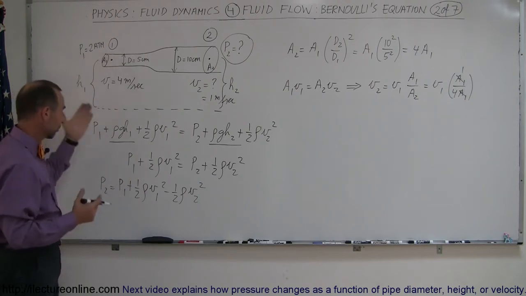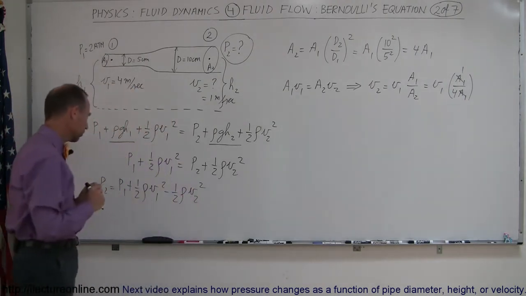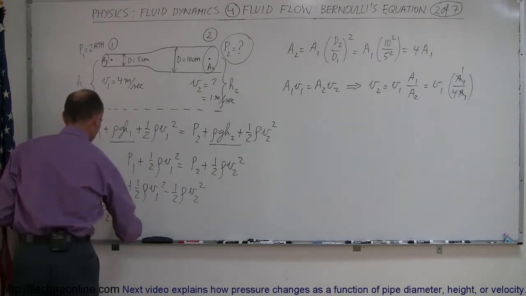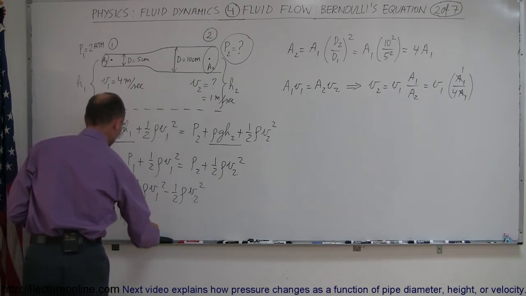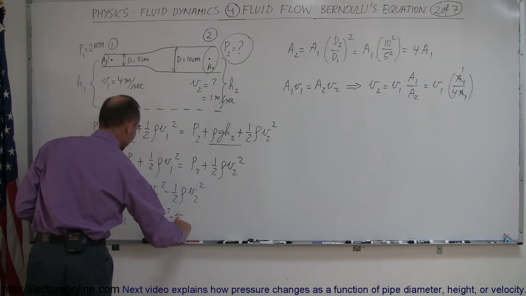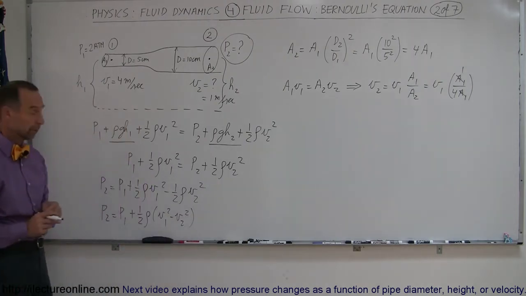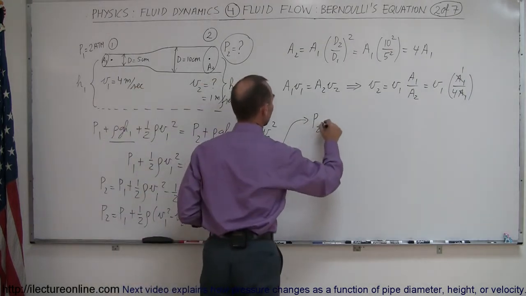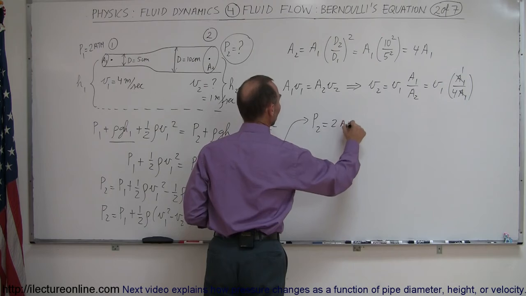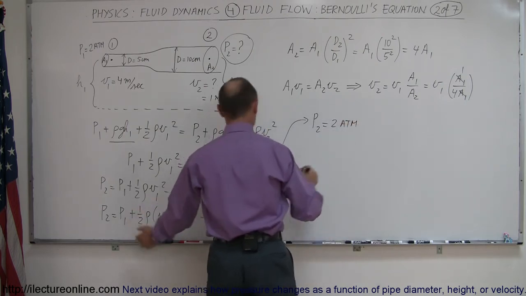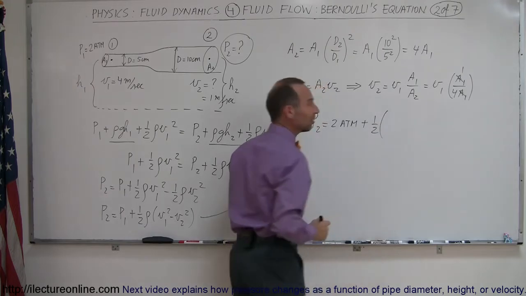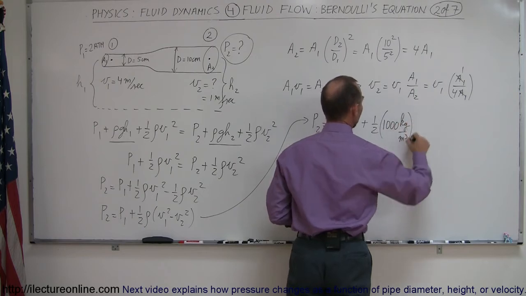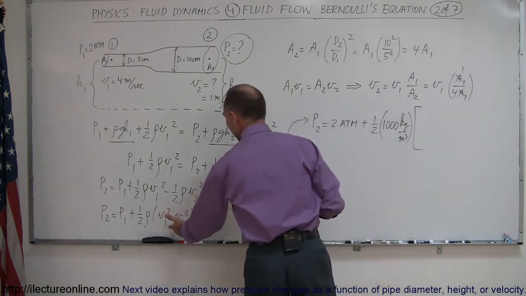All right, now I think I'm ready to plug in some numbers. First of all, P1 was 2 atmospheres, so we can leave that there. Or before I do that, I think I'll factor out a 1/2 rho. That makes it a little bit easier. So P2 is equal to P1 plus 1/2 times rho times V1 squared minus V2 squared. So plug in: P2 is equal to P1, which is 2 atmospheres. We don't have to convert that to pascals. That is fine. Plus 1/2 times the density, assuming that this is water. The density of water is 1,000 kilograms per cubic meter. And then I multiply that times V1 squared minus V2 squared.